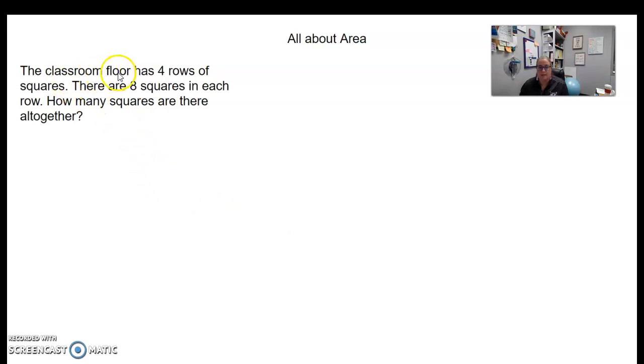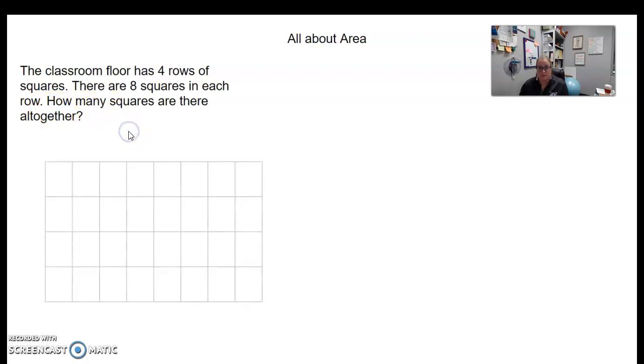This one says the classroom floor has 4 rows of squares. There are 8 squares in each of the rows. How many squares are there altogether? So the first thing I'm going to do is draw a picture to help me with this. So here is my picture. I have 4 rows, 1, 2, 3, 4. Each of my rows has 8 squares: 1, 2, 3, 4, 5, 6, 7, 8.